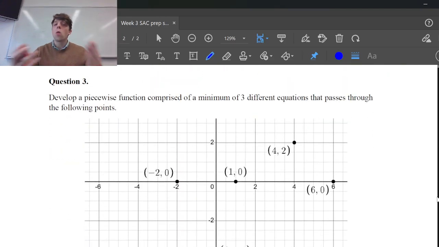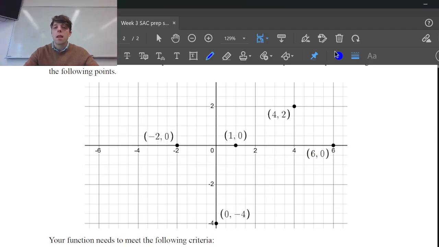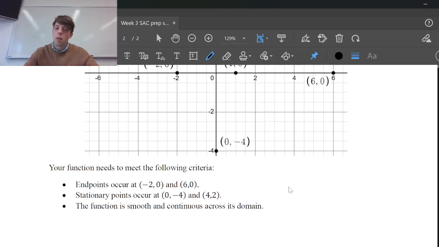All right, so now question 3 is where everything sort of comes together. We're asked to develop a piecewise function that passes through 3 particular points. So how would you go about answering a question like this? Well, the first thing you want to do is kind of come up with a sketch for exactly what you want to do. I'm going to start by considering the criteria down here. We need to make sure they're all satisfied.